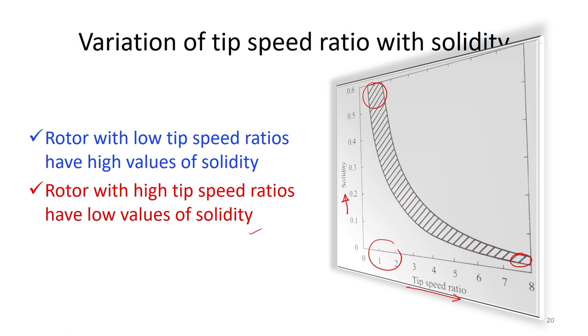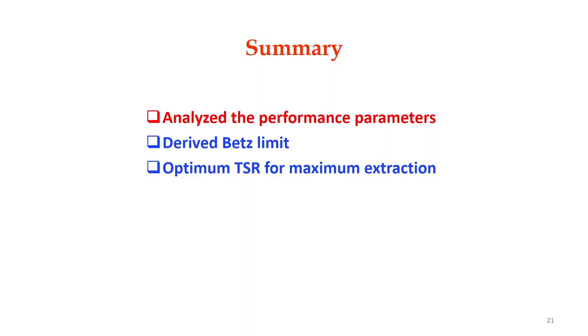Okay. So we can summarize what we have discussed today. Primarily, we have analyzed the performance parameters and derived the Betz limit, and we have shown with calculation how to calculate the optimum tip speed ratio for maximization of power extraction.